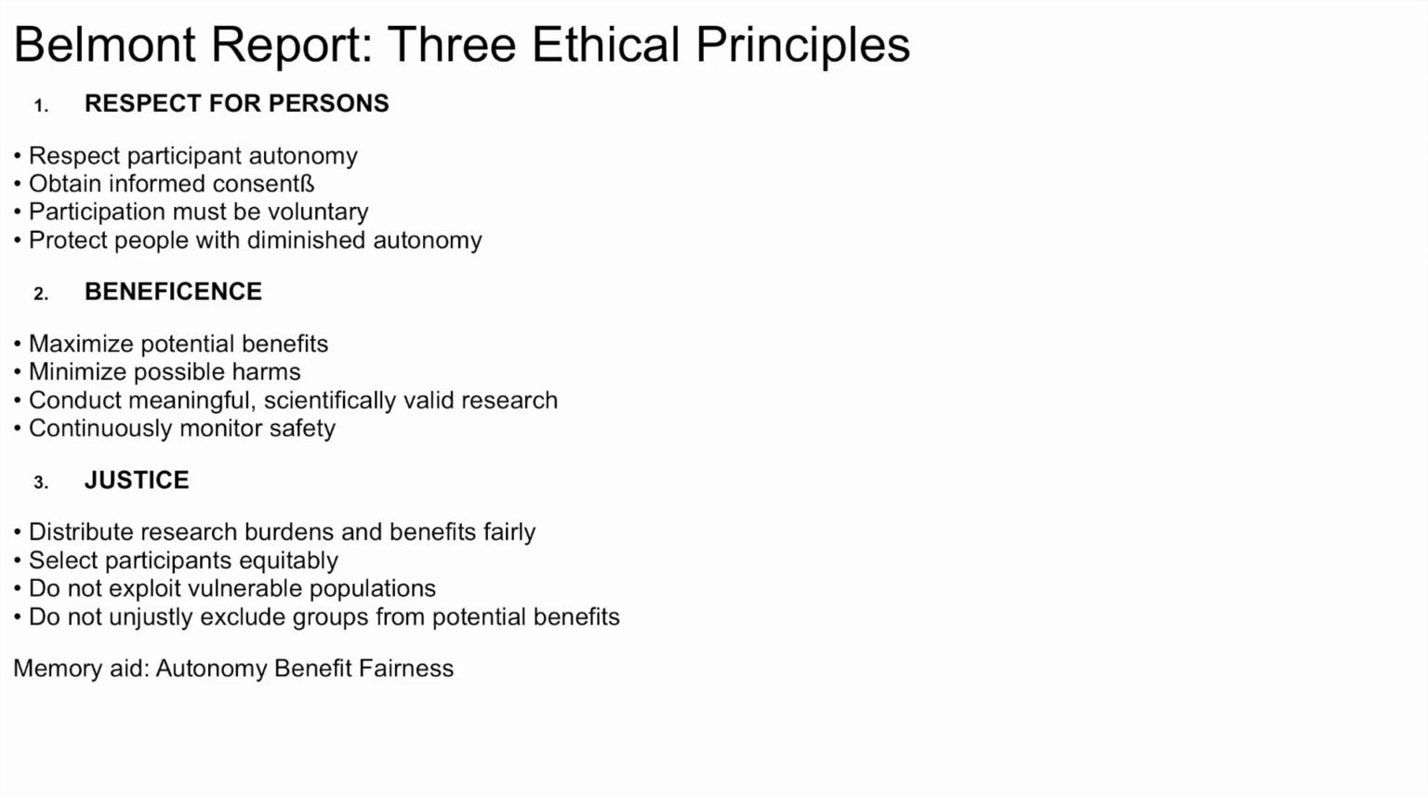Respect for persons means recognizing autonomy, obtaining meaningful informed consent, ensuring participation is voluntary, and protecting people with diminished autonomy. Beneficence means maximizing potential benefits while minimizing the possible harms. It also requires scientifically valid research because exposing participants to risk in a poorly designed study cannot produce meaningful benefit. Justice addresses fairness. So research burdens and potential benefits should be distributed equitably. Participants should be selected fairly, and vulnerable populations should not be exploited. A useful memory aid is autonomy, benefit, and fairness, corresponding to respect for persons, beneficence, and justice.